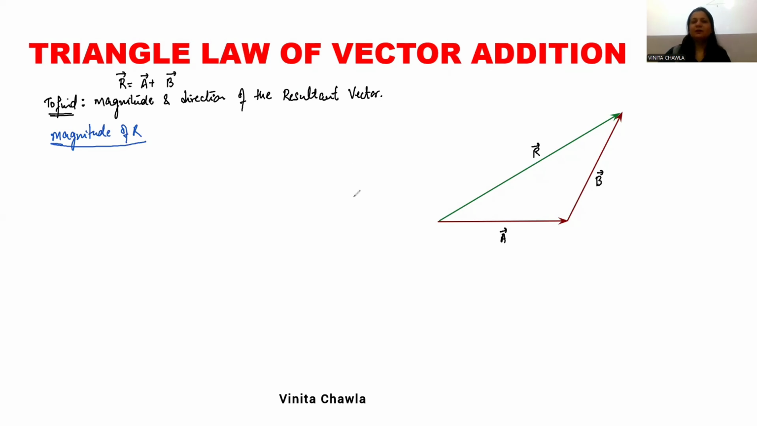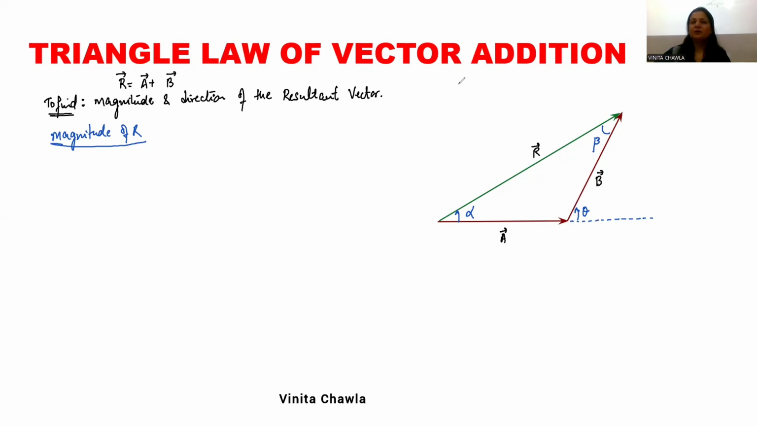For this, let's consider this angle between this resultant vector and vector A as alpha. And this resultant vector makes an angle beta with vector B. See, R is the resultant vector and A and B are the given vectors. So this resultant vector makes an angle alpha with vector A and it makes an angle beta with vector B. And angle between vector A and vector B is theta.